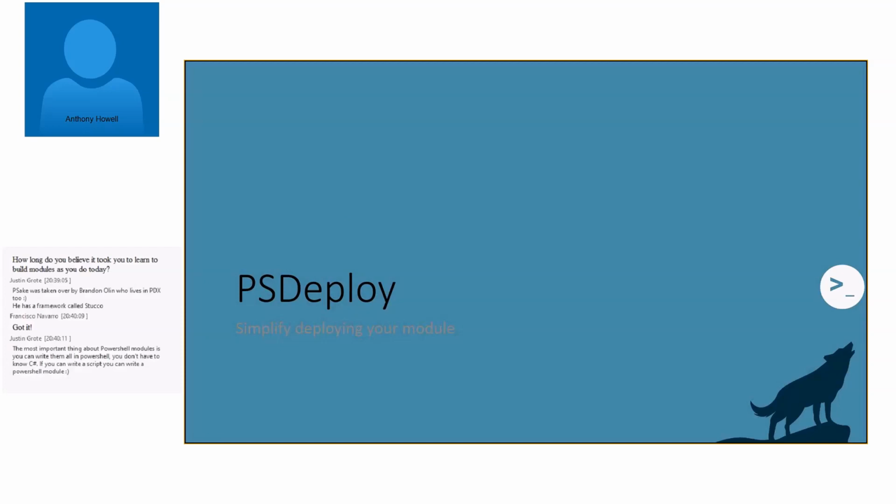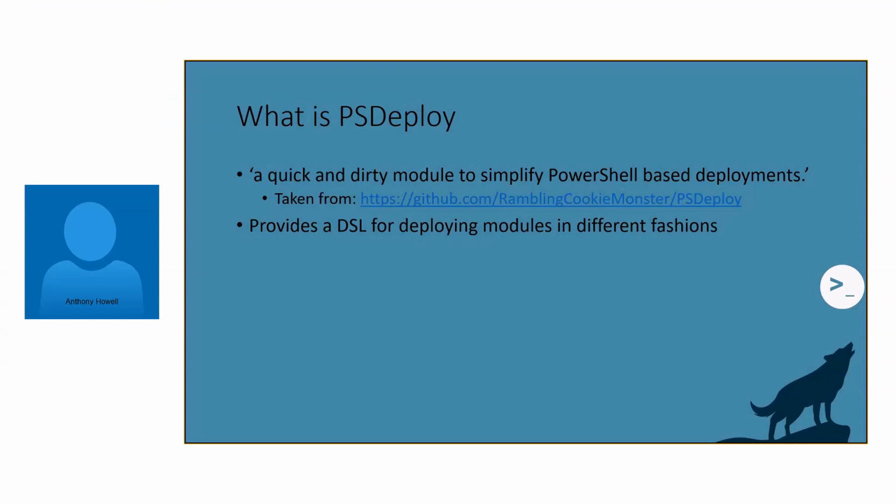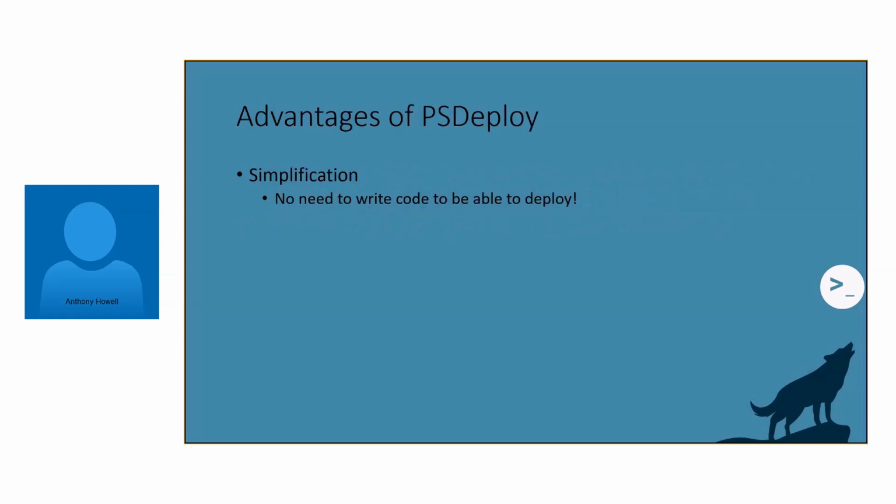So PSDeploy is going to be the quickest demo tonight, so I saved it for last. But this is taken straight from Warren's repository, a quick and dirty module to simplify PowerShell-based deployments. So it essentially provides the domain-specific language for deploying modules in different fashions without having to remember all the syntax for publish module, that sort of thing. So the one big advantage of PSDeploy, in my opinion, is simplification. You don't have to write code to be able to deploy. You just need to remember the syntax for it. And there's great documentation, so it's very easy.